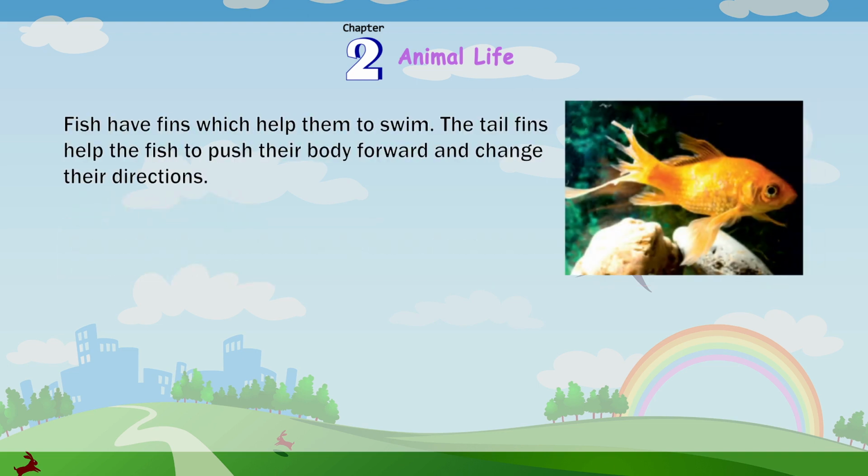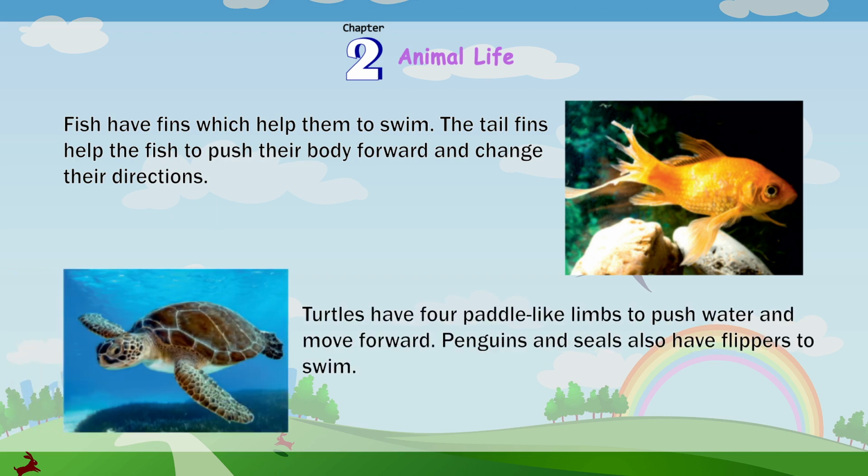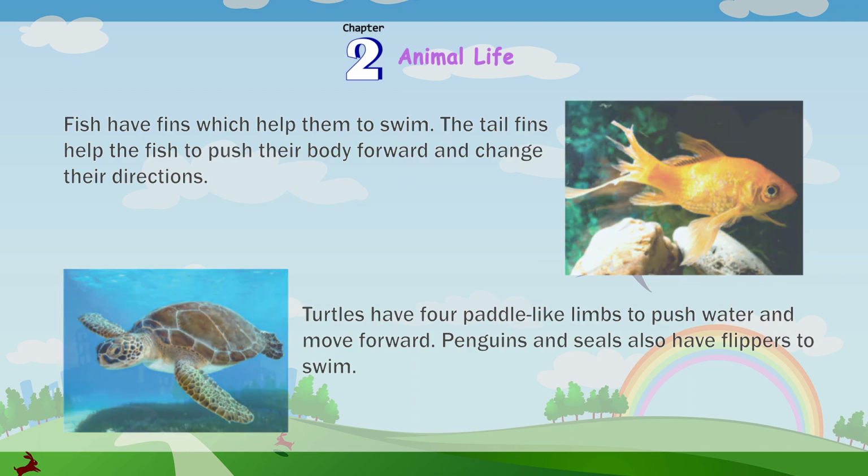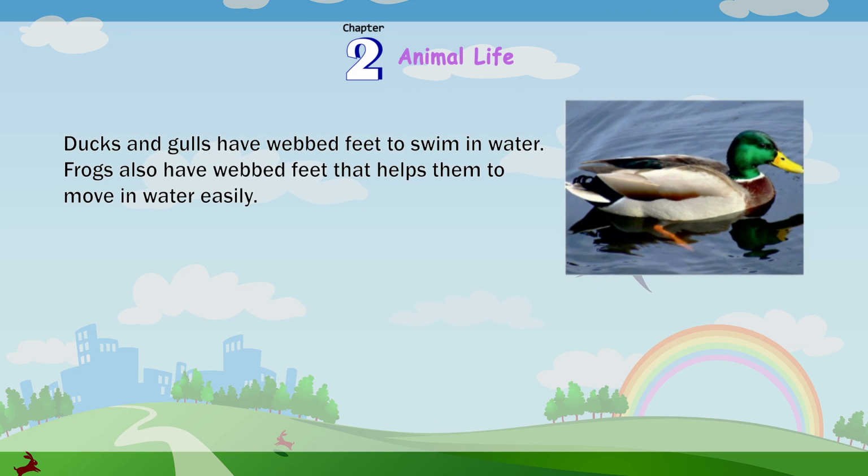Fish have fins, which help them to swim. The tail fins help the fish to push their body forward and change their directions. Turtles have four paddle-like limbs to push water and move forward. Penguins and seals also have flippers to swim. Ducks and gulls have webbed feet to swim in water. Frogs also have webbed feet that help them to move in water easily.